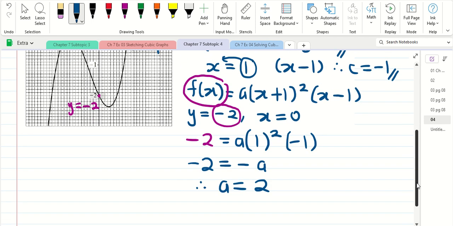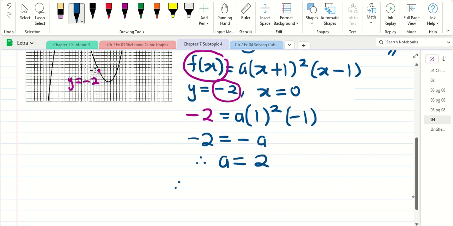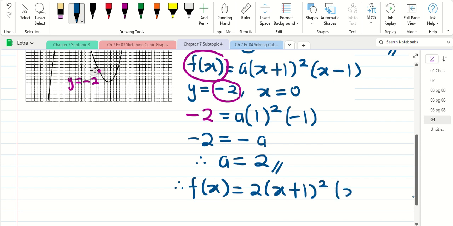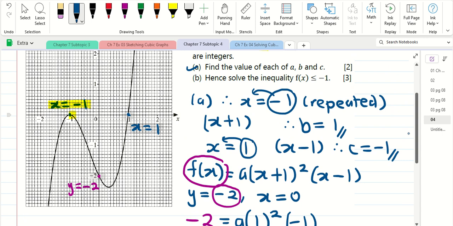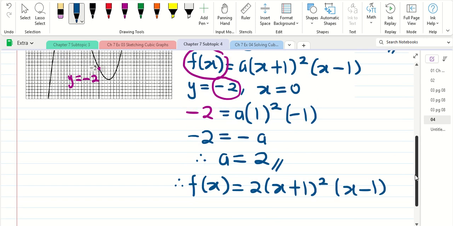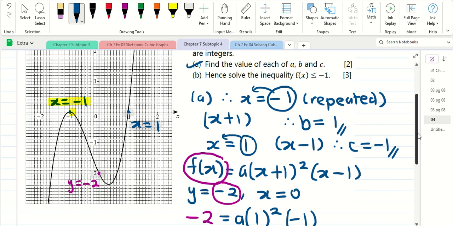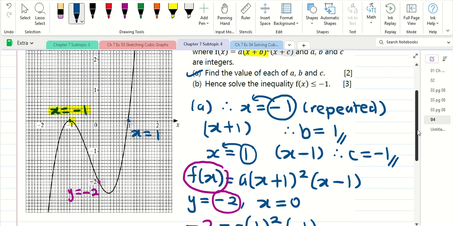So your complete fx equals, this a equals 2 already, 2 times x plus 1 squared times x minus 1. X minus 1, there's no square. Sorry about that. So that's for part A. So A is 2, B is 1, and C is negative 1.